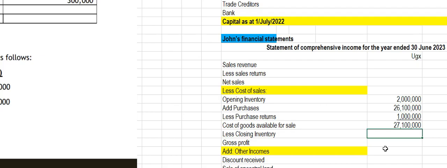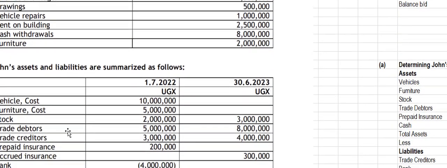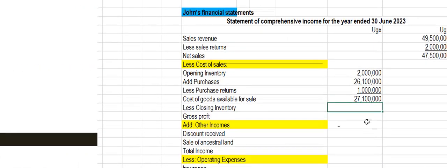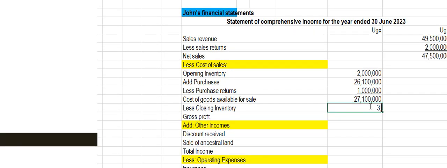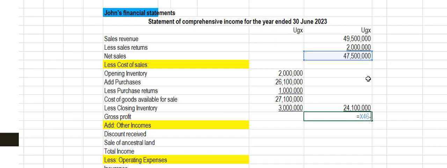Closing inventory, it's up there in the assets and liabilities balances. Closing stock is 3 millions, so we can also minus the closing stock. And when we minus the closing stock, now we can arrive at the figure of our cost of sales, which is the cost of goods available for sale minus the closing inventory, giving us 24.1. 24.1 is the figure for cost of sales, and if you minus that from the net sales figure, you come up with what we call the gross profit. And the gross profit for John is 23,400,000.